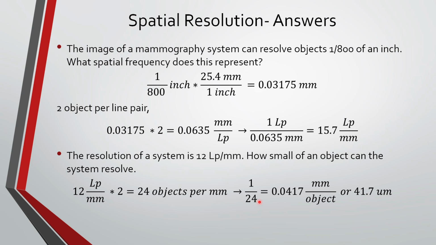Okay, we'll inverse that. So we have objects per millimeter. Now we have millimeters per object. All right, and we get this value, and that's going to be 41.7 micrometers, if we just move this decimal point. So how small of an object can the system resolve? The system can resolve 41.7 micrometers.